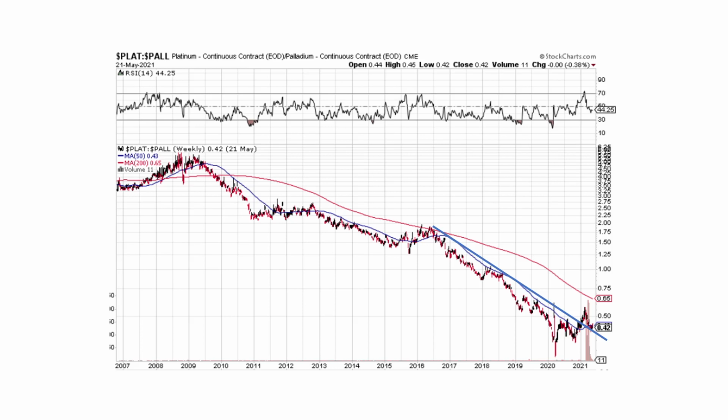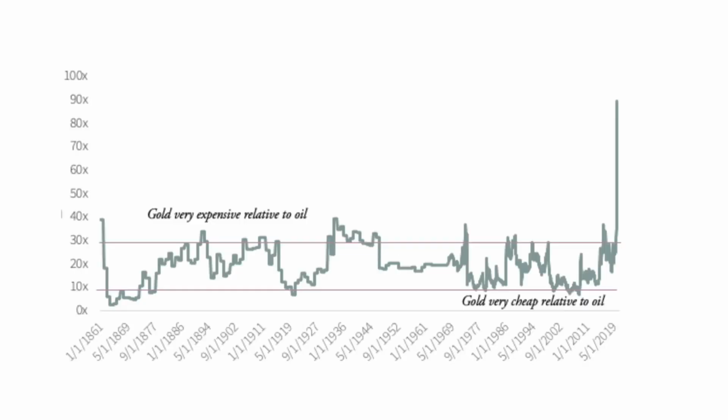Commodities during this time frame usually outperform, so we want to look at something like oil. Here's the oil to gold ratio on a very long-term perspective, 1861 to 2019, and you can see anything above 30 is super cheap for oil.